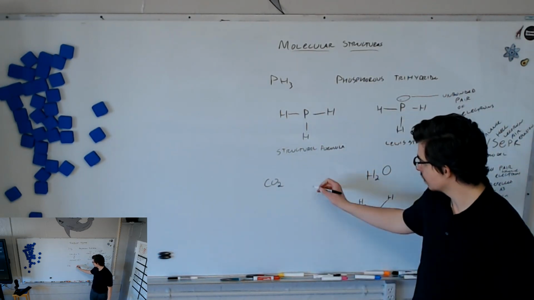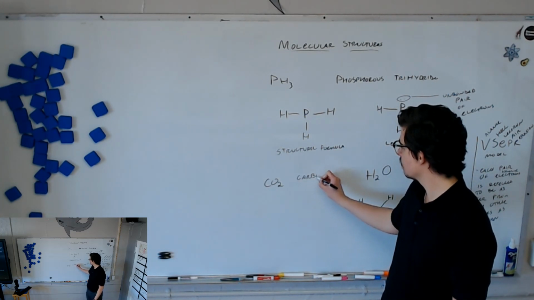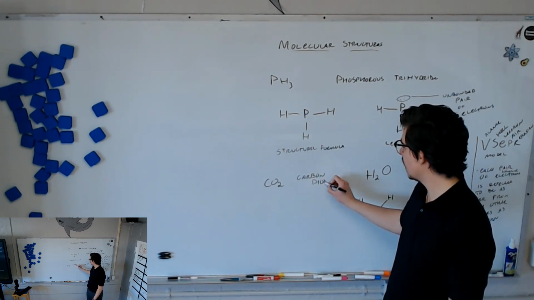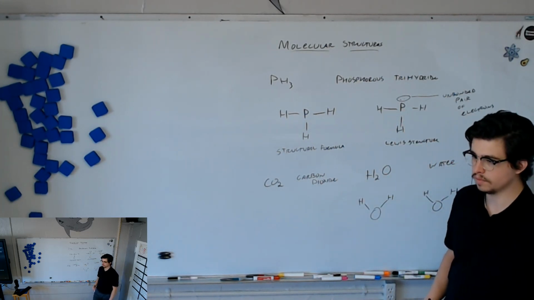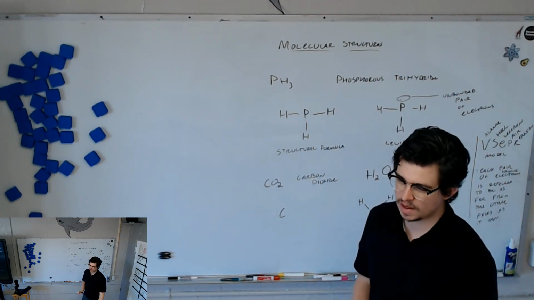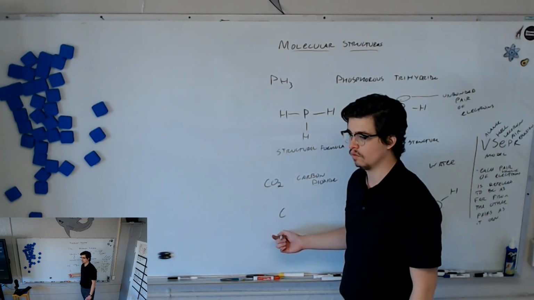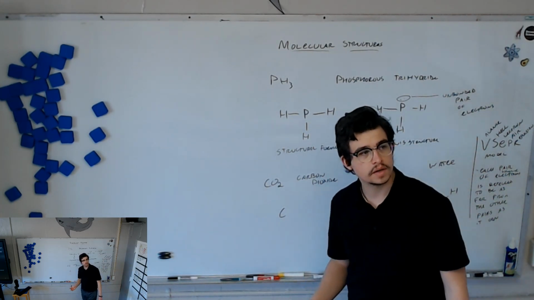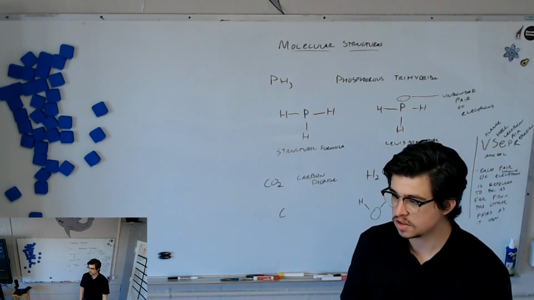Name? Carbon dioxide. So what's probably going to go in the middle? C. And be kind of careful, because how many valence electrons does carbon have? Look at the periodic table. Carbon, 4. And how many does each oxygen have?